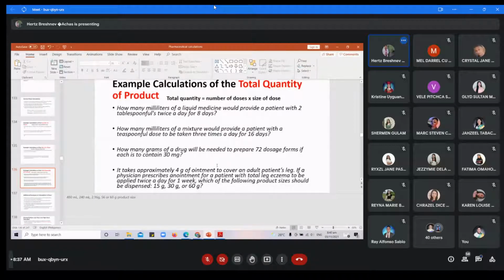Let me just get my ball pen. So, I will solve here. 2 tablespoons, 1 to 2, twice a day.